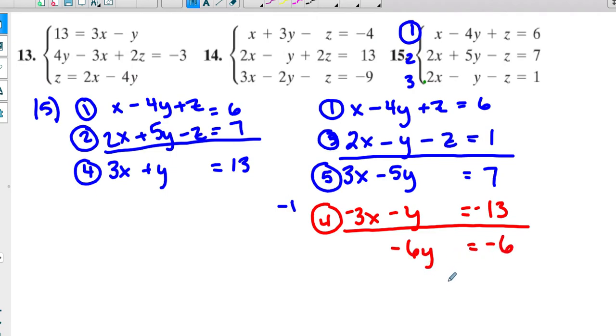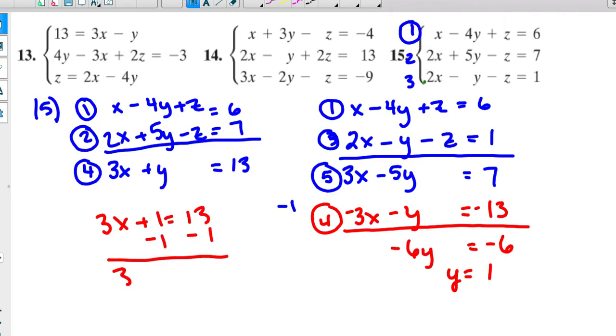Divide both sides by negative 6, and y is 1. Then you take this and plug it into one of the two equations. Let's go ahead and put it into 4. So then we have 3x plus 1 is 13. Subtract 1. 3x is 12. So therefore x is 4.